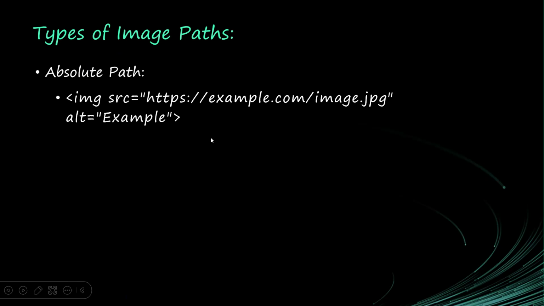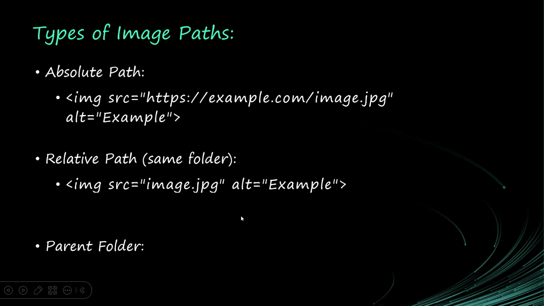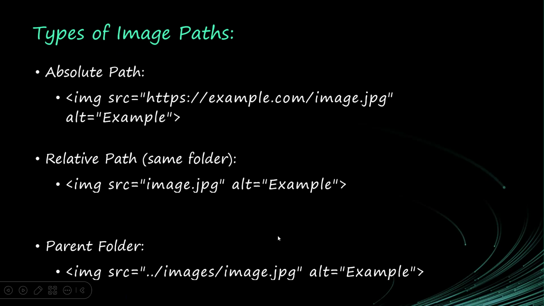The absolute path is just the same thing as the absolute link that we did before. It takes you to a different website, but a relative path is within the same folder or within the same website. If you put the source as an absolute path, the browser will seek the image in another website. But once the browser sees that it's a relative path, it will look for it within the same website. It can also be within the parent folder, where you can use the dot dot to do this.